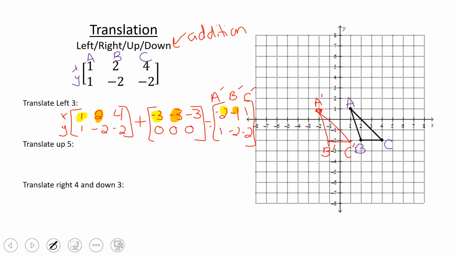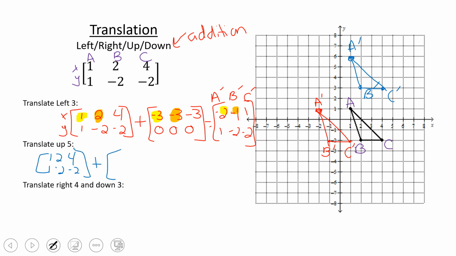Okay, now let's translate up 5. So again, if I took my original and moved everything up 5, I can do it just from the image. And I'm just giving them the same names. You can call them double prime or triple prime by putting another little mark up there, but I'm not going to do that here.